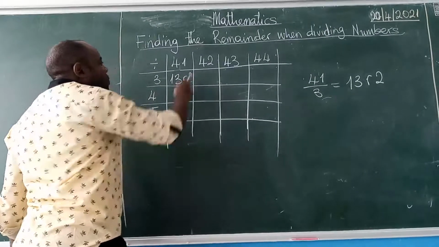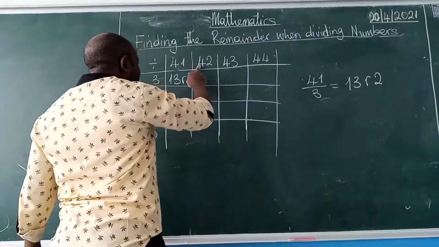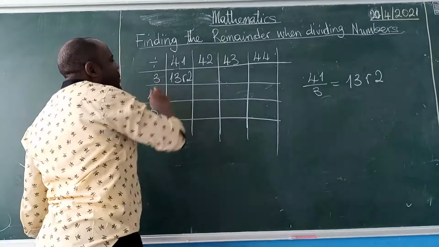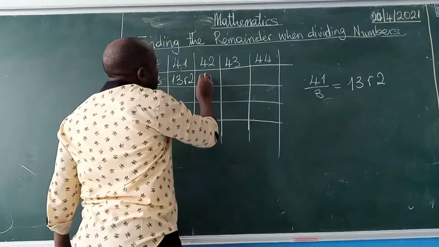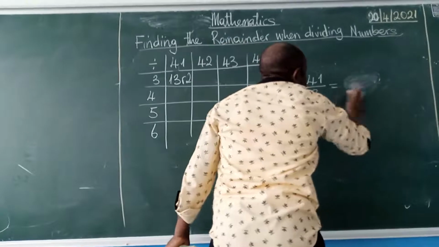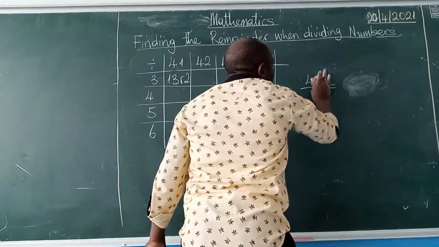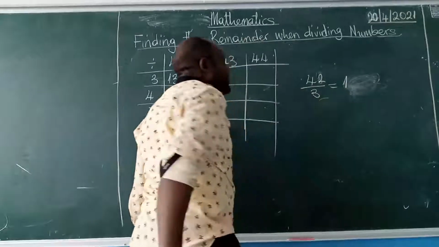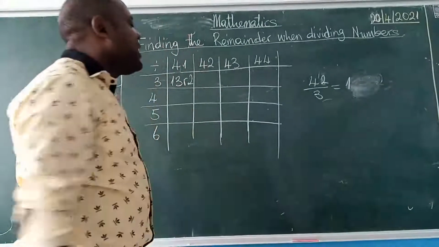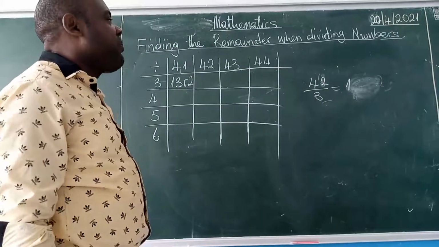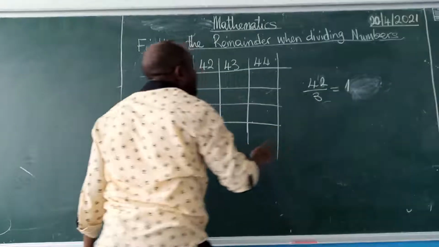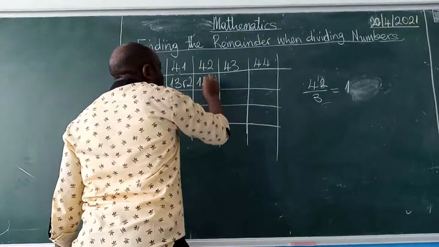13 remainder 2. I go to the next one. 42 divided by 3: 3 can go into 4 one time, and 1 will be remaining. I attach the 1 in front of the 2, it becomes 12. So 12 divided by 3 now gives me 4. It means it is 14.